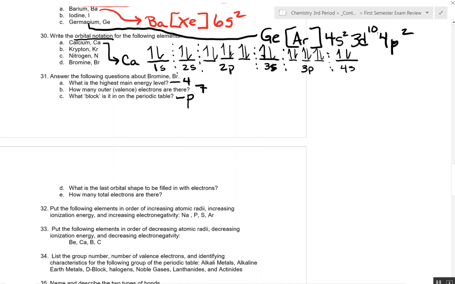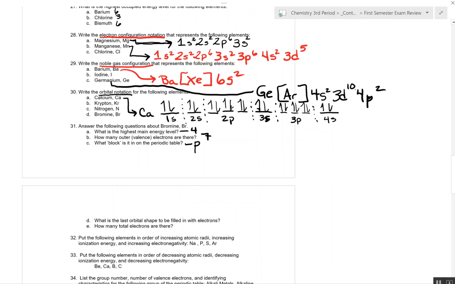Mm-hmm. So number 29 can skip a bunch of them. Yep, 29, yes, you can do the noble gas. So that's the key. It says number 30, right? 30 you can't, no. And if it says orbital notation, you have to do the whole thing. If it says noble gas notation, you can shorten it up. But I think on the test, they're not these big long things that you have to write forever.